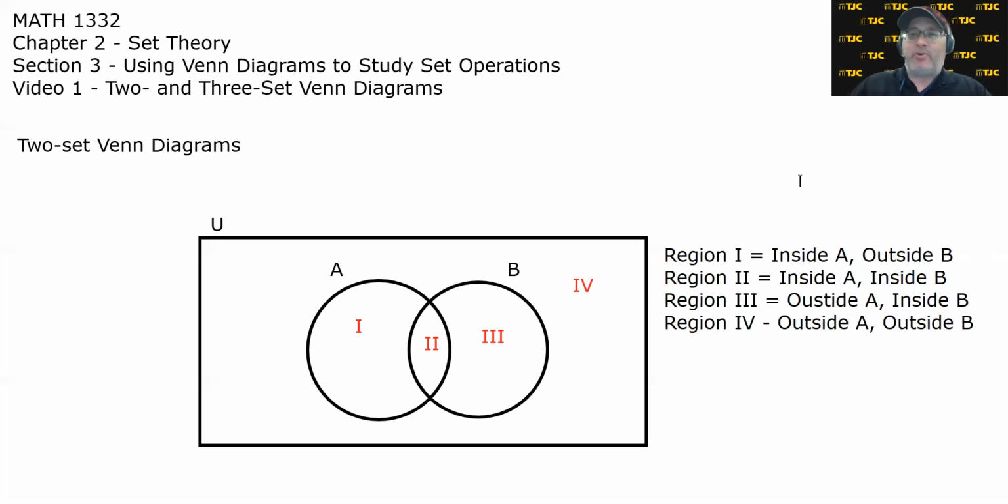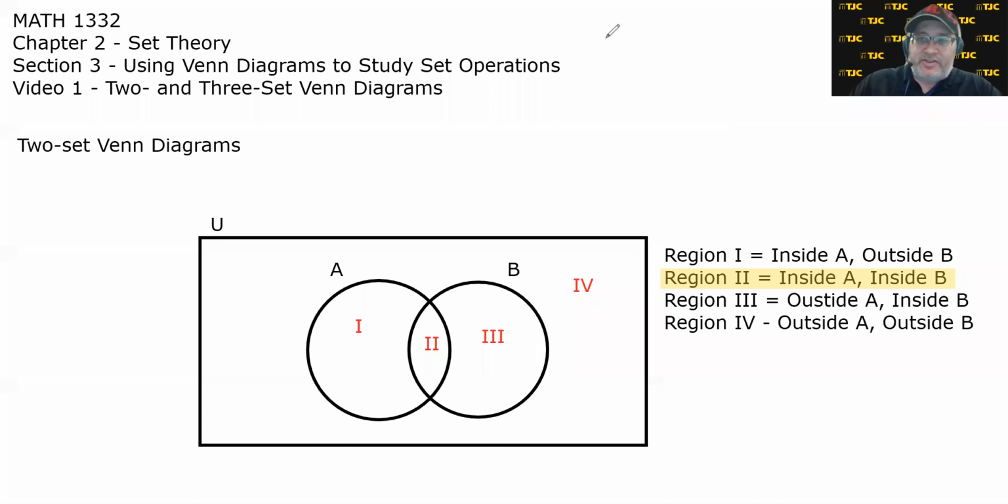and complements. Now, what do I mean by that? Well, to belong to two sets means that you belong to their intersection. For example, region 2, we'll highlight that real quick. Region 2 is both inside A and inside of B, so it stands to reason that region 2 represents A intersect B.